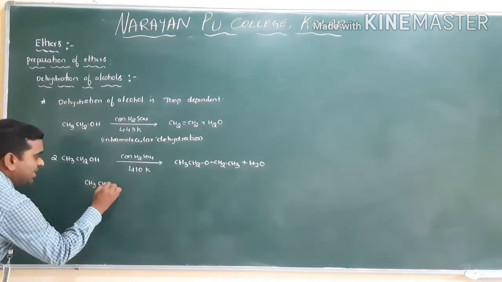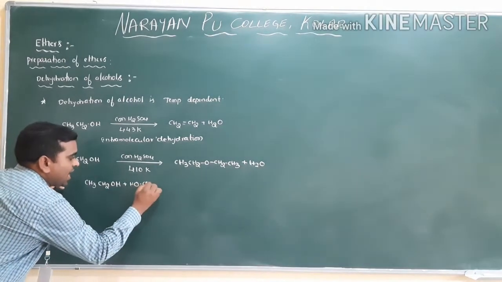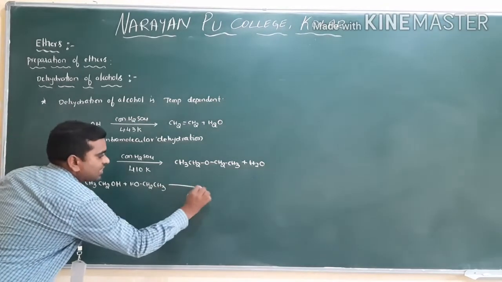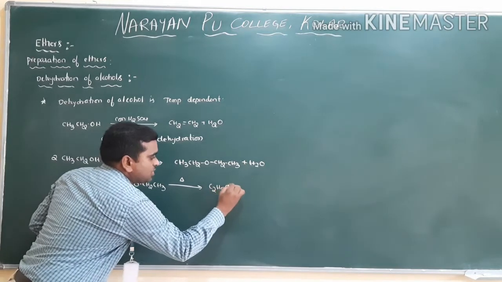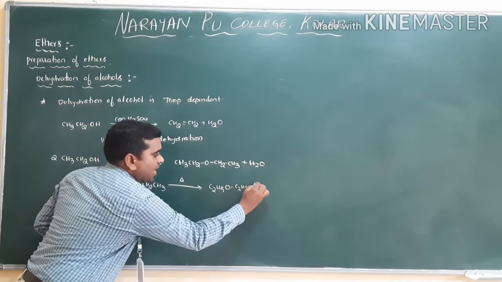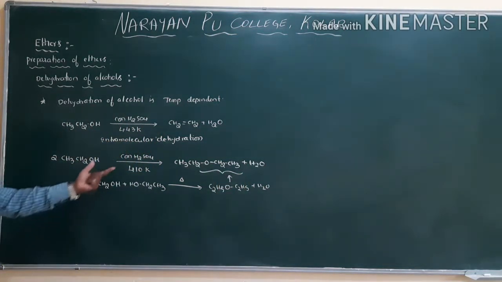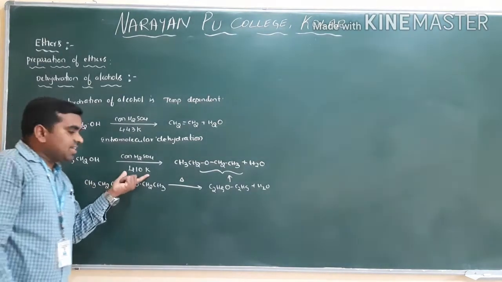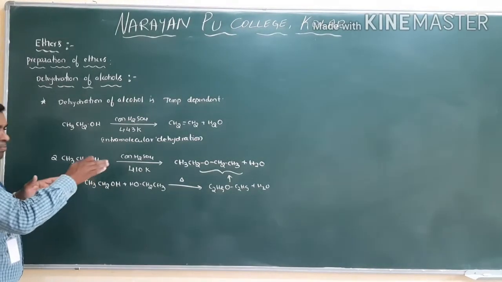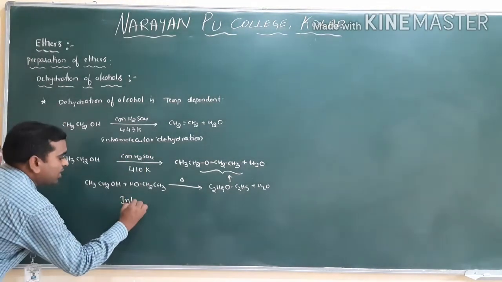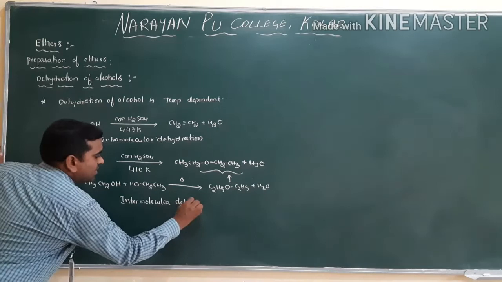CH3CH2OH plus another molecule of CH3CH2OH, then heat it at 410 Kelvin, then you will get the compound C2H5-O-C2H5 plus H2O. Take the alcohol, maintain the 410 Kelvin temperature, then here also dehydration takes place. But which dehydration here? Intermolecular dehydration.